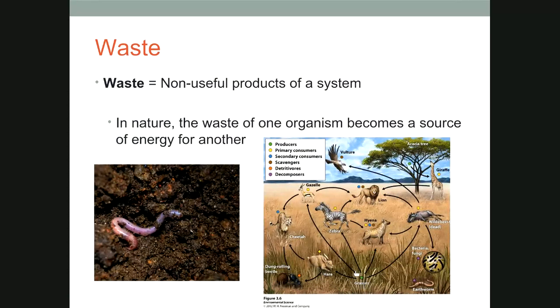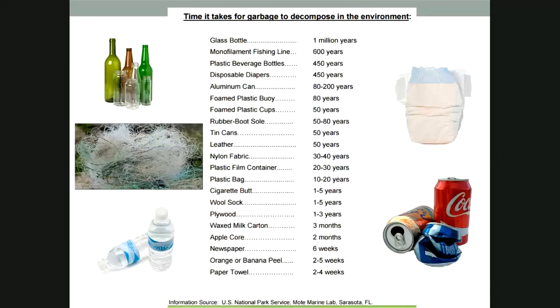So in true food webs, there's actually very little waste. Almost all is used as an energy source for another organism and ultimately ends up back in the ecosystem. Humans generate waste that truly cannot be used by any other organism, and that's what makes us really unique in an ecosystem.